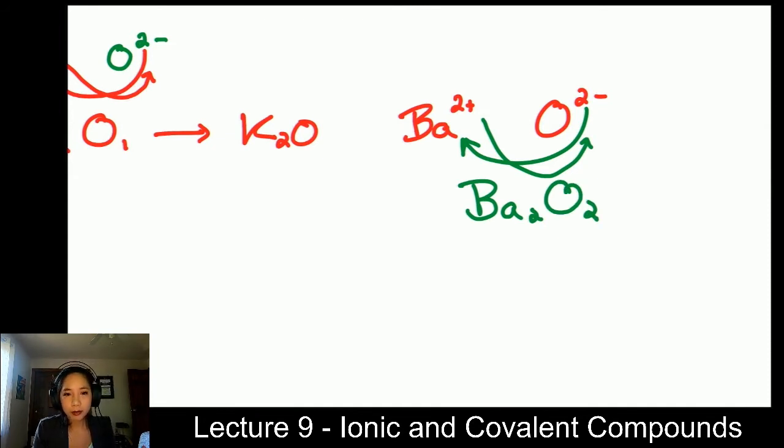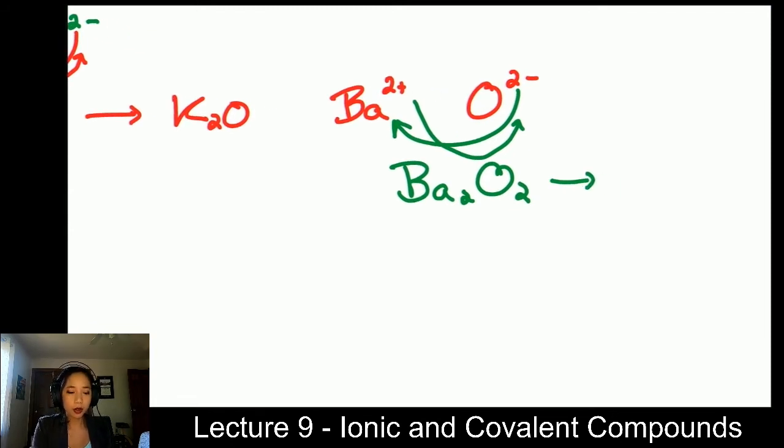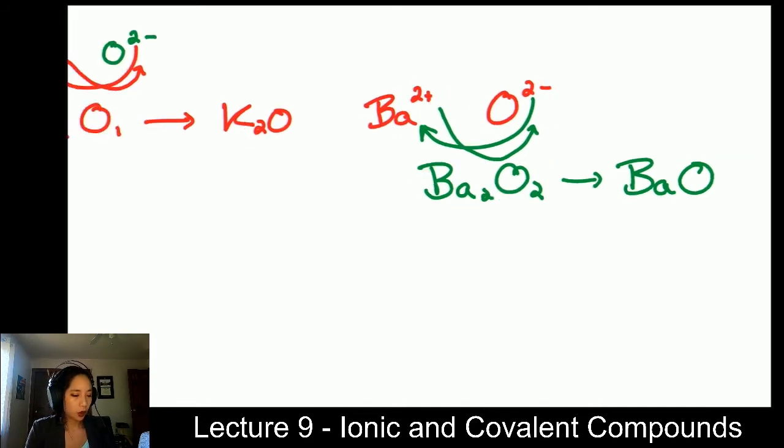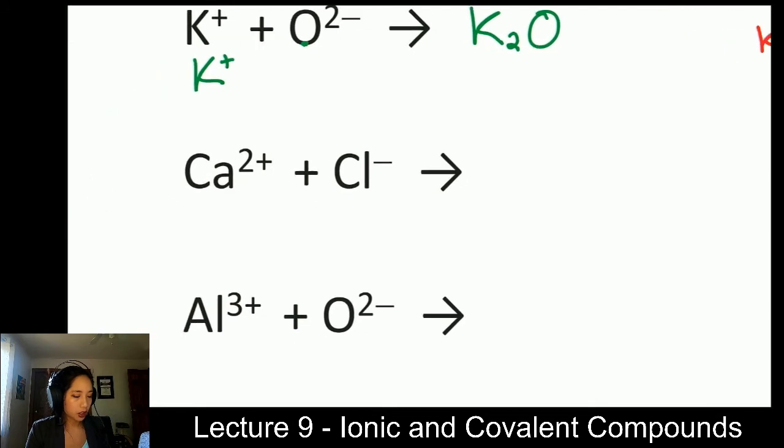So if there's 2 bariums for every 2 oxygens, that also means that there's 1 barium for every 1 oxygen. So you can actually just write it like this: barium oxide. So that's another example of showing how to predict how cations and anions come together to form neutral compounds for ionic compounds. Okay, let's just keep going.